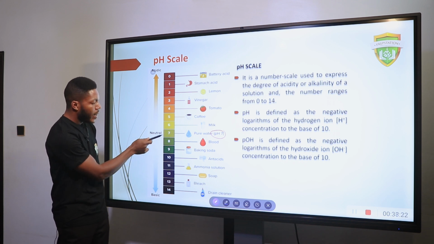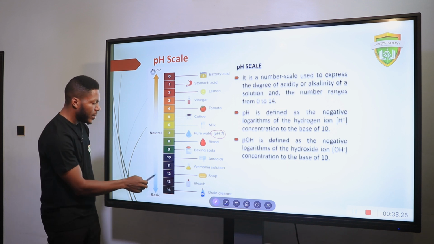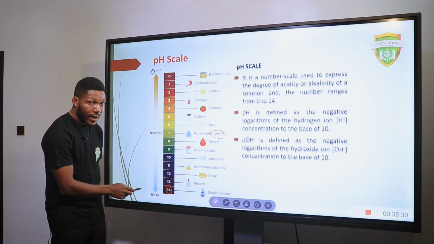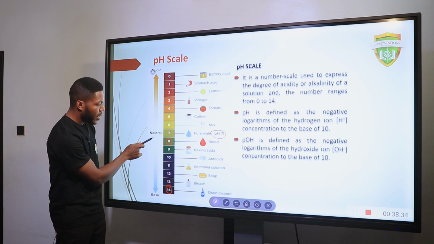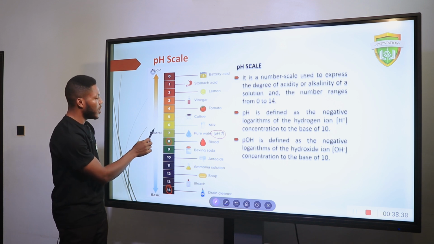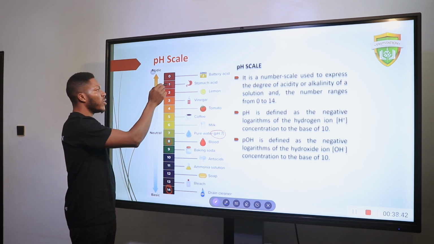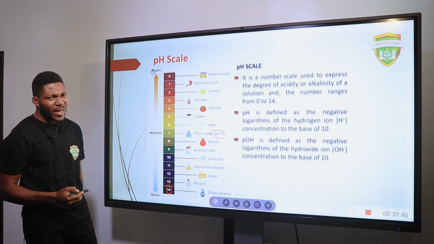Alright? From 8 to what? 14 means that if a compound has a pH of 14, this compound is more basic than a compound that has a pH of what? Of 7.1 or 8. This is increasing basicity. Okay? This is what? Increasing what? Acidity. That means that if a compound has a pH of 1 or 0, that compound is very, very acidic.